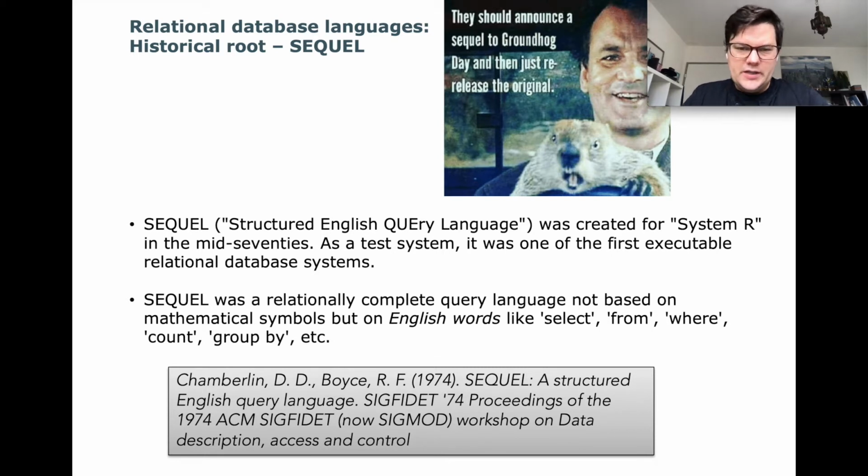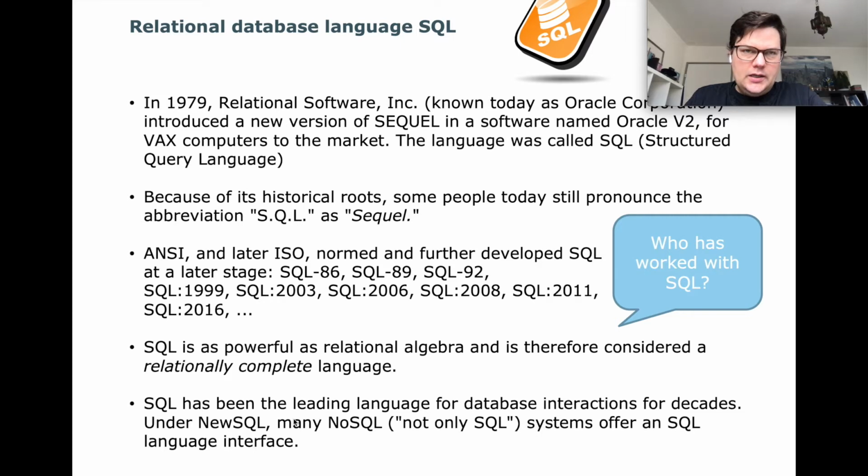So you have words like select, from, where, count, group by, etc. that are, of course, words from the English language, but there's a clear syntax, a clear structure, how these words are composed together to formulate database queries. And this research prototype was then further developed into a product that was put on the market in 1979 by Relational Software, which is known today as Oracle Corporation.